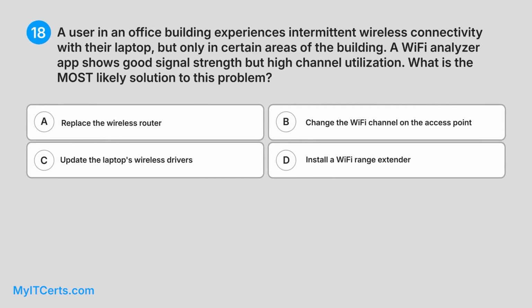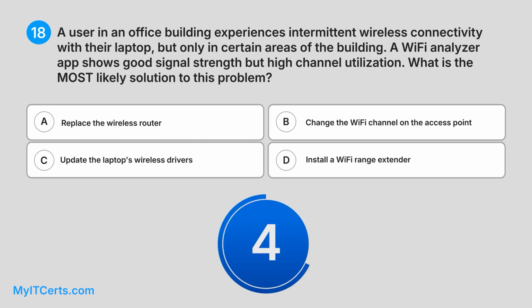(18) A user in an office building experiences intermittent wireless connectivity with their laptop, but only in certain areas of the building. A Wi-Fi analyzer app shows good signal strength, but high channel utilization. What is the most likely solution to this problem? A. Replace the wireless router. B. Change the Wi-Fi channel on the access point. C. Update the laptop's wireless drivers. D. Install a Wi-Fi range extender. Do you know the answer?